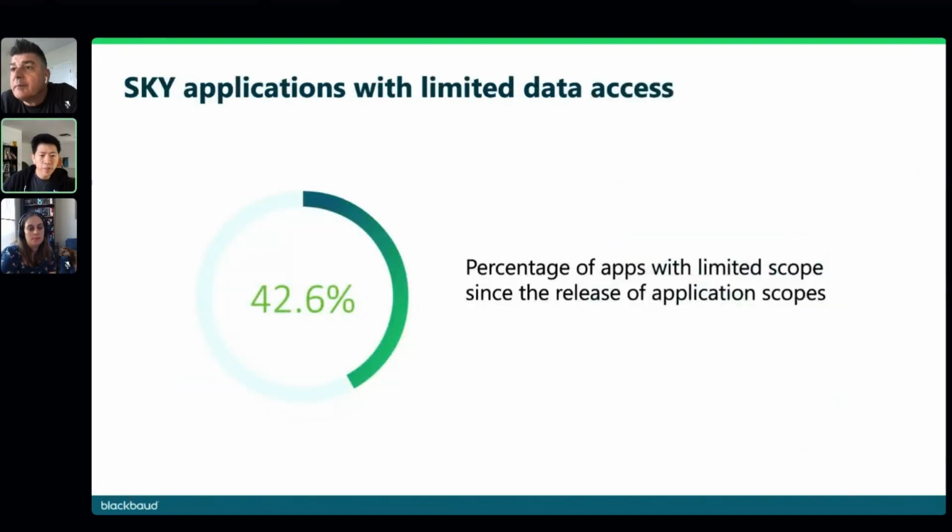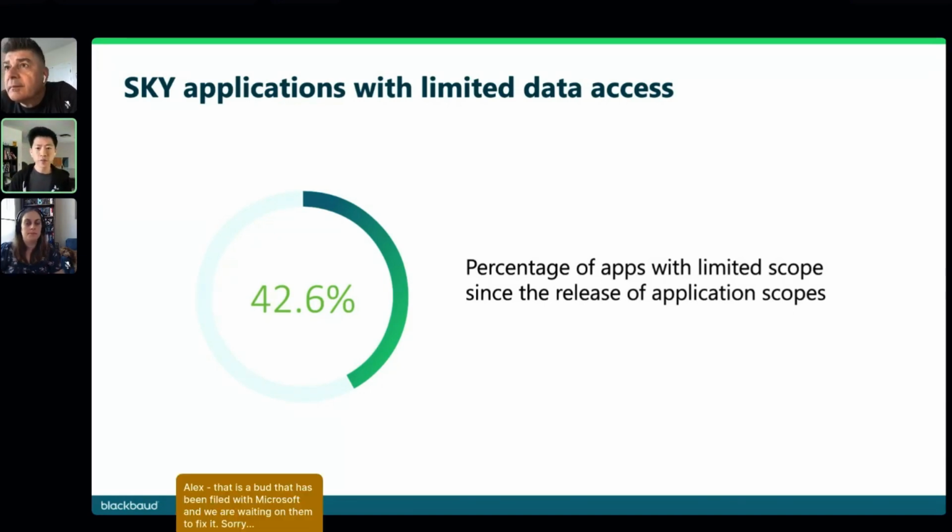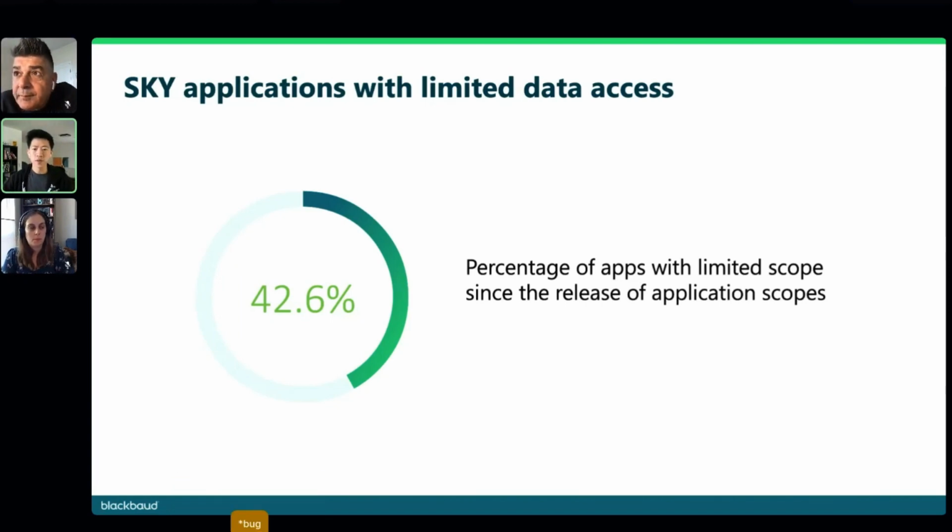And this is a good thing because before we had this feature, full access was the only option. But since we released this back in November, now 42.6% of the apps that were created since then have a limited scope, which means that the amount of data that's exposed via Sky API is reduced, which is a very good thing for minimizing risk.